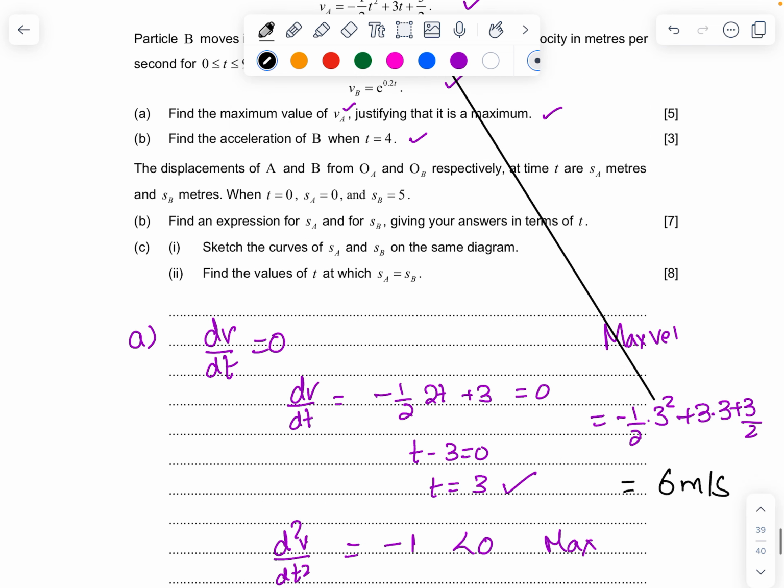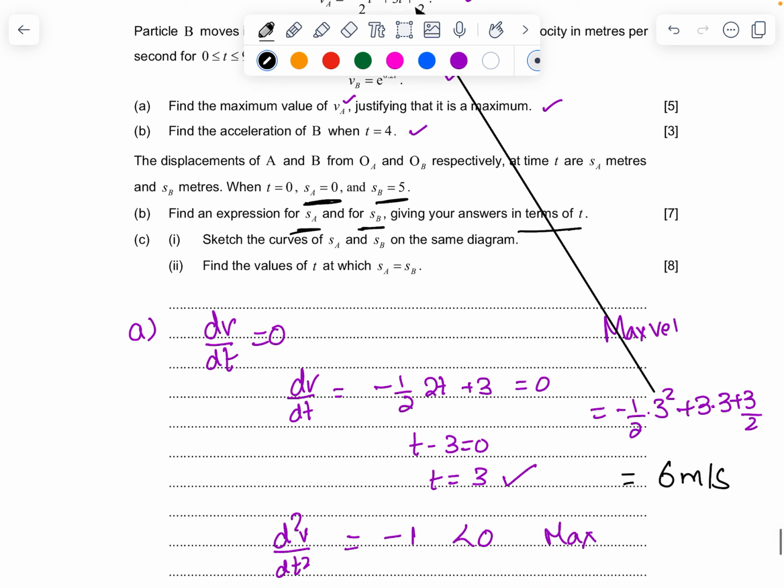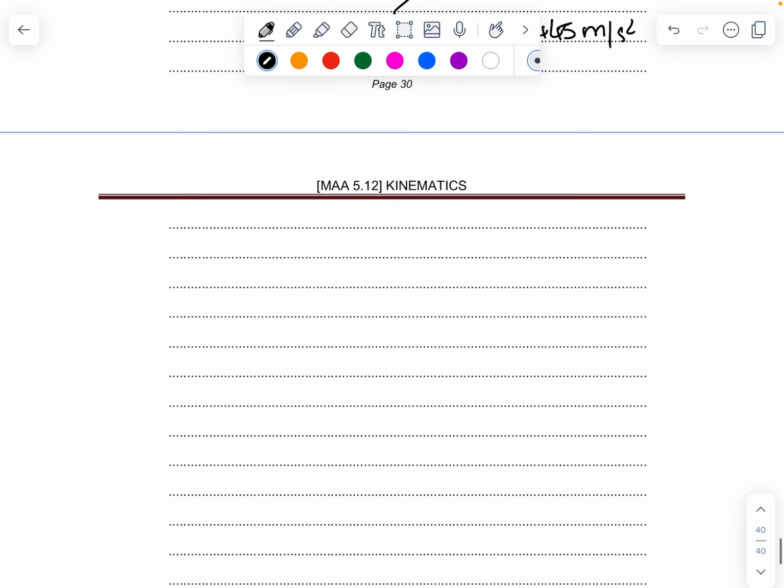Coming to part C. The displacements of A and B from OA and OB respectively at a time t are SA and SB. When t equals to 0, SA equals to 0 but SB equals to 5. Find an expression for SA and SB giving your answer in terms of t. So SA will be integral of VA dt, whereas SB will be integral of VB dt.